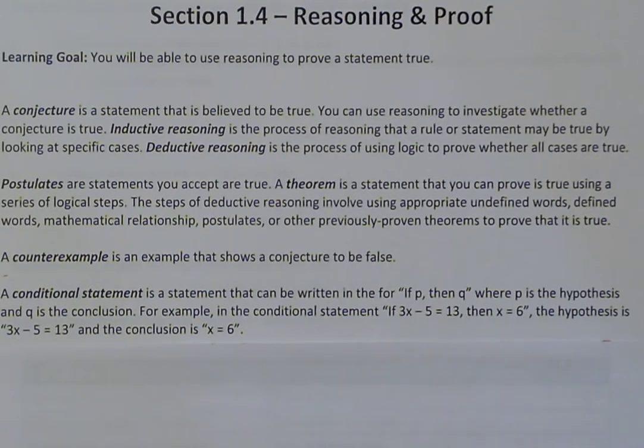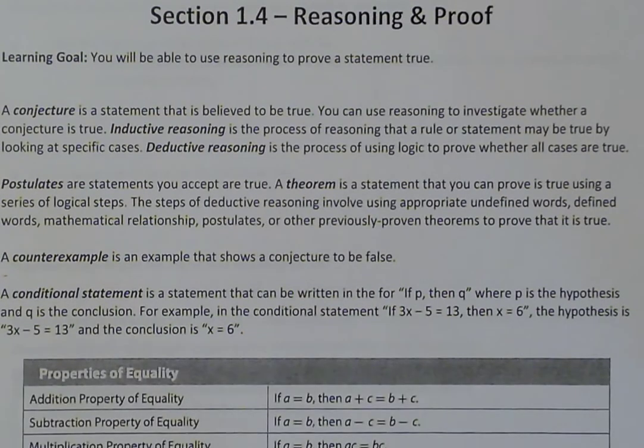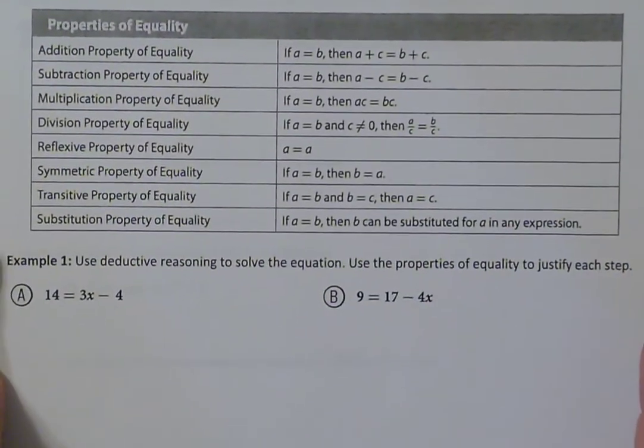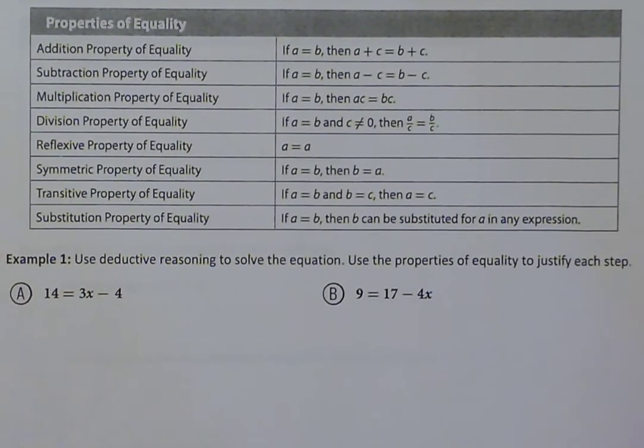So example 1 is going to ask us to use deductive reasoning to solve the equation. So we're going to go through and solve an equation, and we're going to justify each step. So it's not just solving, but we have to state what we did and how we did it and why we could do that. So to do that, we are going to use the properties of equality. Now, properties of equality is something you have hopefully seen before in math class, whether Algebra 1 or a pre-algebra class. We're just going to briefly highlight them and run through them before we start using them.